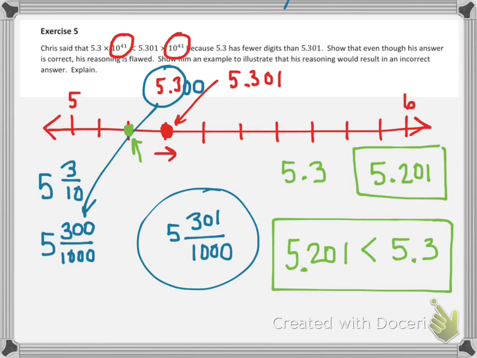But if you think place value and you make them the same place value, it's easy to compare the two numbers and sizes. All right?